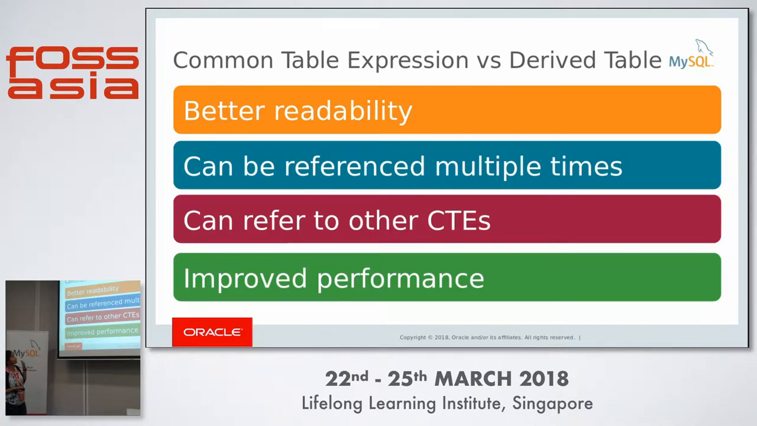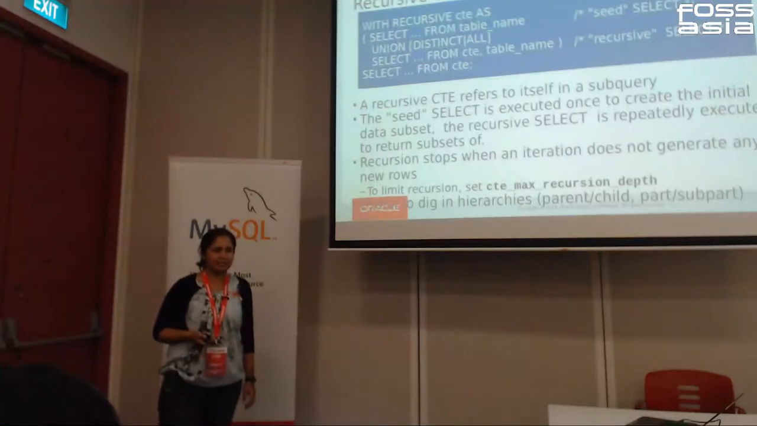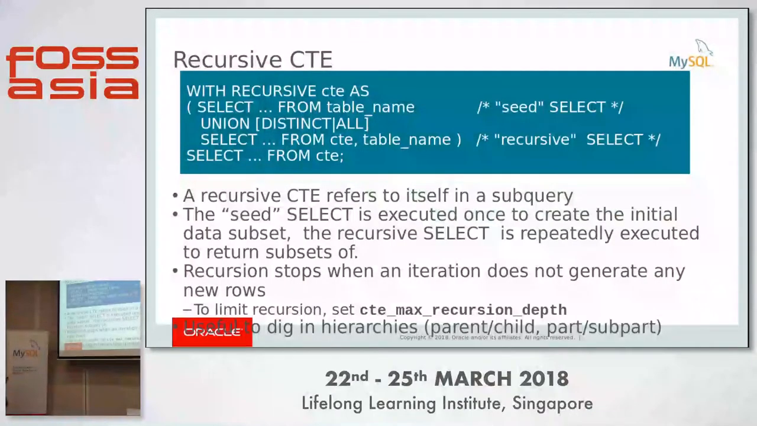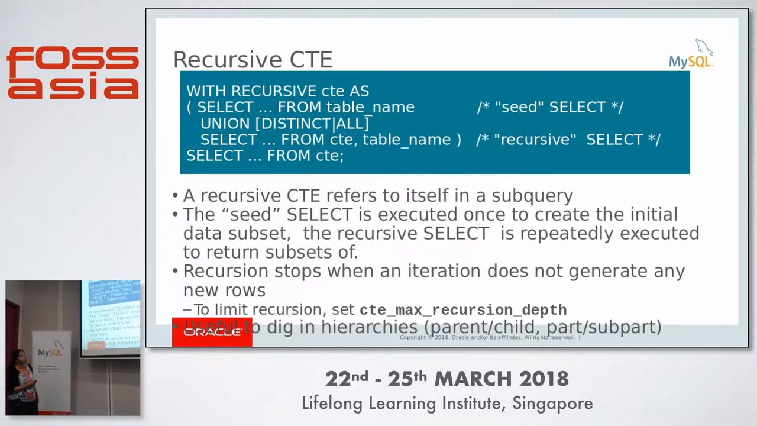The second one is that it can be referenced multiple times. So you have one single definition of your derived table, and then you can use it. With a recursive CTE, the first select becomes your initial data set, and you do a union with the second select, which is actually your recursive select. The recursive select works on the first seed select, and then recursively produces the subset of the final result. Usually the recursive select has a breakout condition. You can specify a where clause for how long you want to produce the rows.